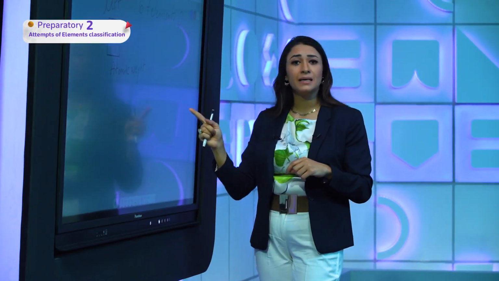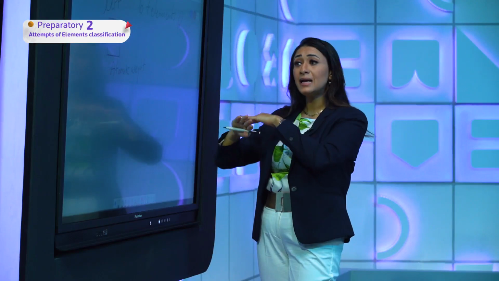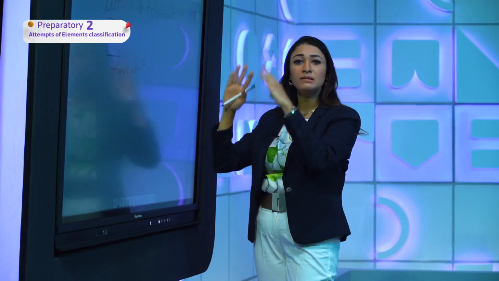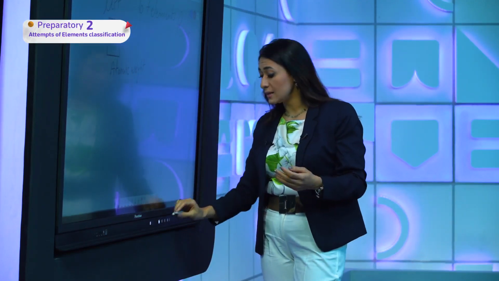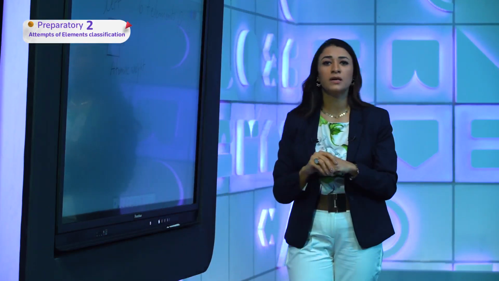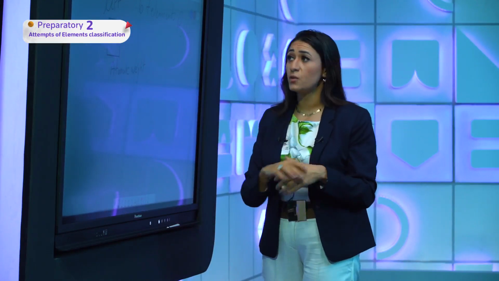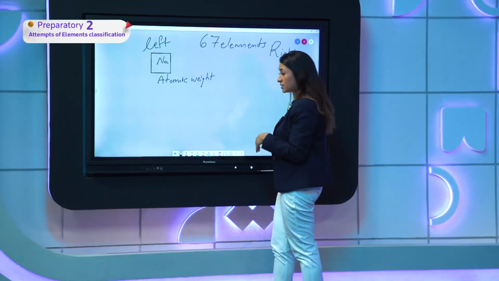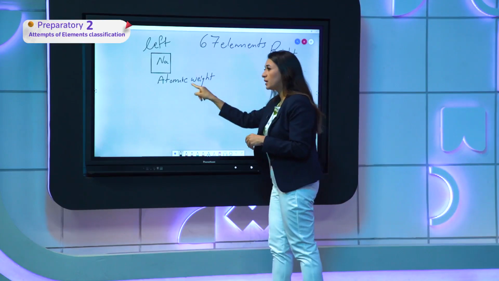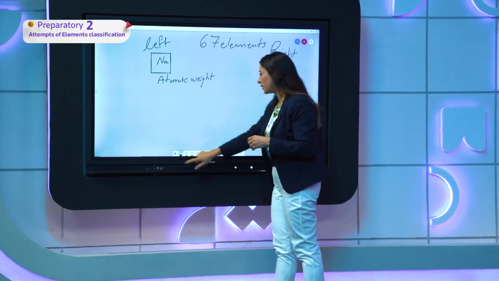طيب بعد كده وهو بيرتبهم لقى نفسه عمل تيبل، كون تيبل. اوكي سماها وقتها the first periodic table. The first periodic table contains 67 elements. They were arranged from left to right according to their atomic weight.